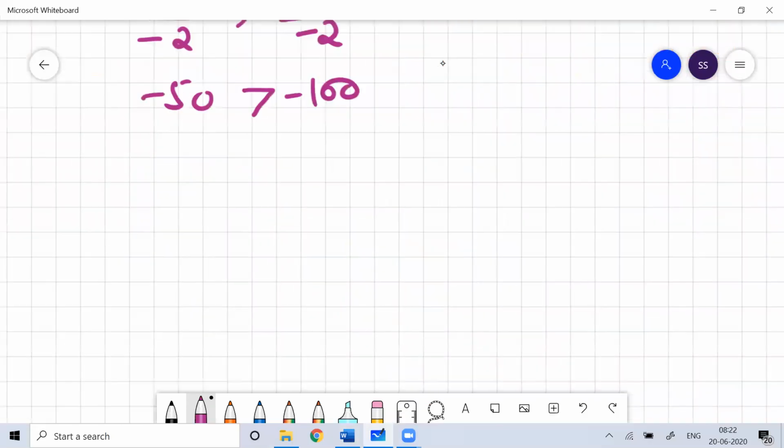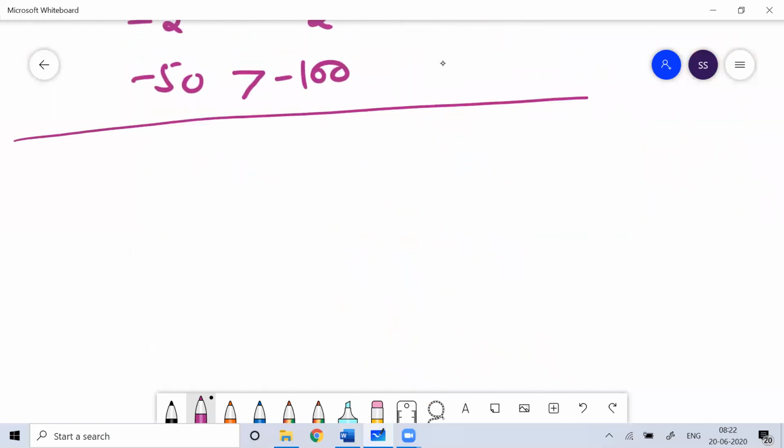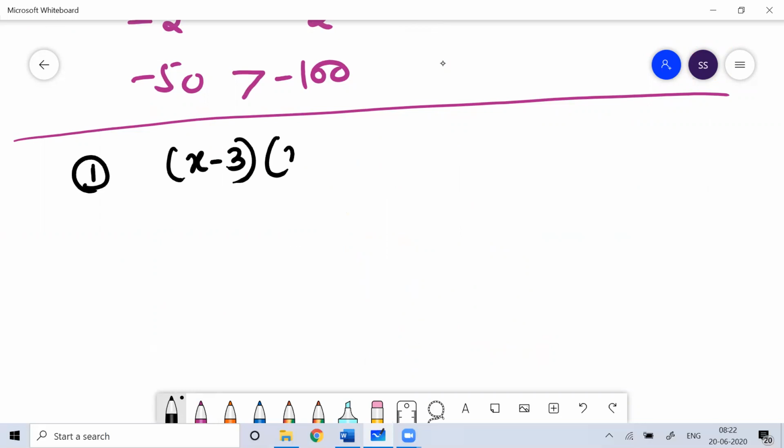Suppose I want to solve this question. Suppose the question is like this: you have to find the value of x where you have the relationship x minus 3 into x minus 5 is greater than 0. It's a form of quadratic equation. If you open the bracket, ultimately you'll get a quadratic equation, so ultimately you are getting the roots in this manner.